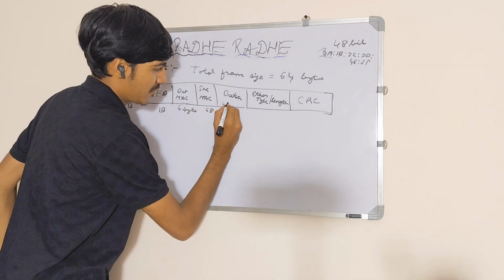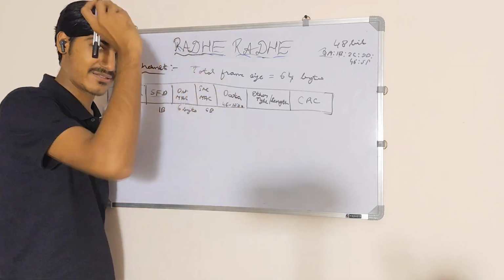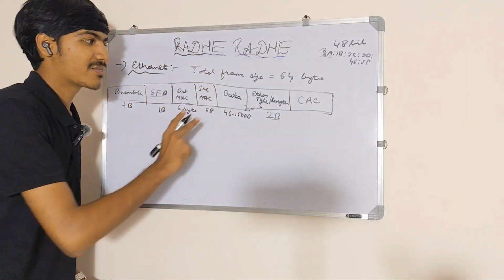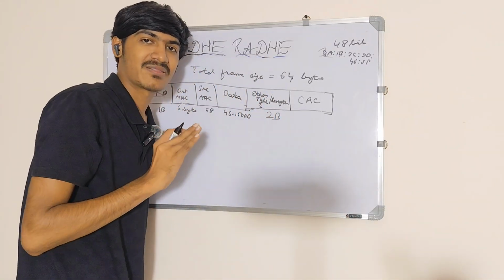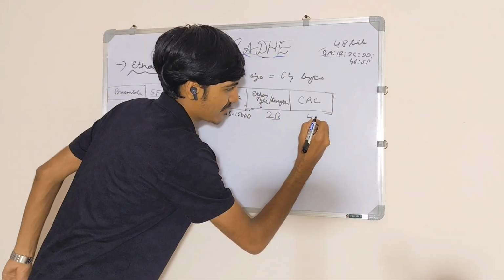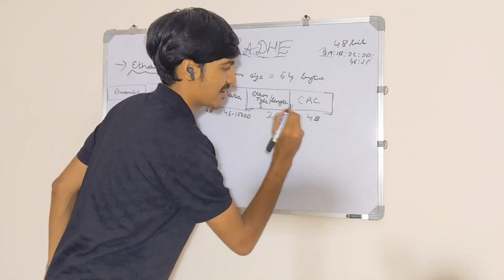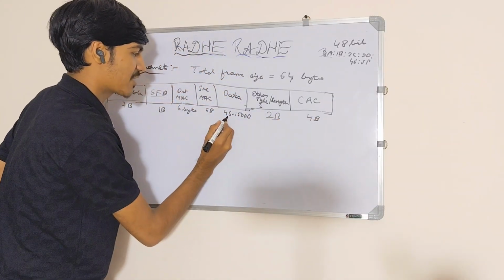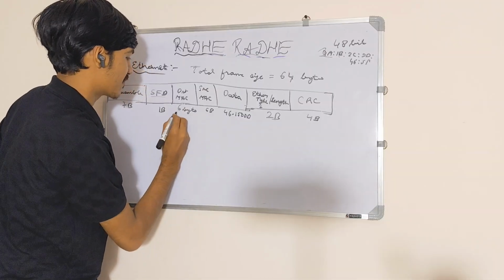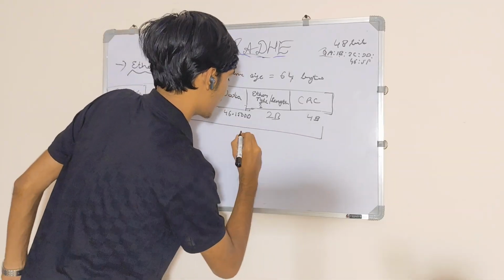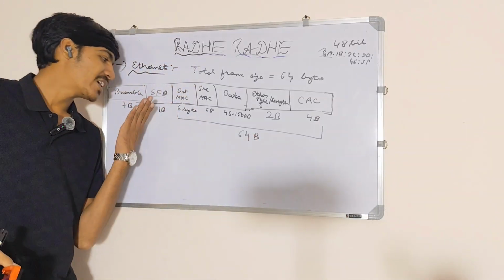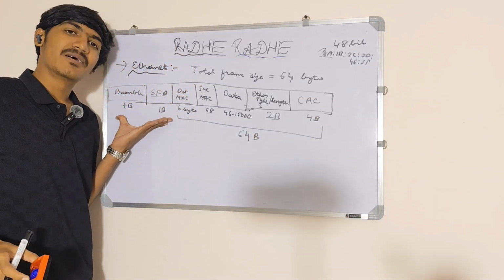Data: 46 to 1500 bytes. Ether type 2 bytes. CRC, I told you last time, is 32 bits. 32 bits means 4 bytes. Now count. 4 plus 2 is 6. 6 plus 6 is 12. Adding up all together gives 64. 64 bytes.